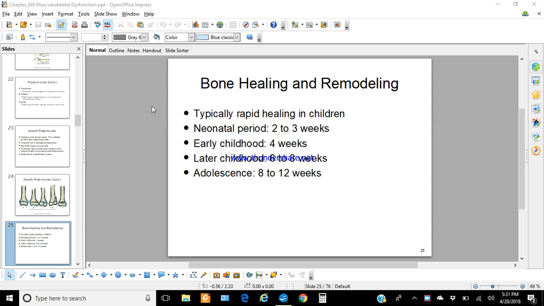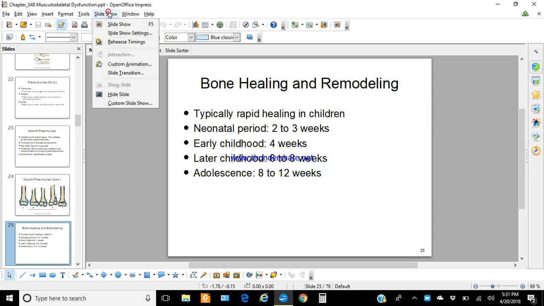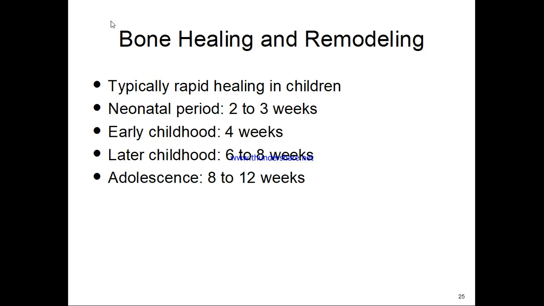So bone healing and remodeling in children is a lot more rapid than it is for adults. Among infants, it's a matter of 2 to 3 weeks. Early childhood, 4 weeks. Later childhood, 6 to 8 weeks. And adolescence, 8 to 12 weeks.